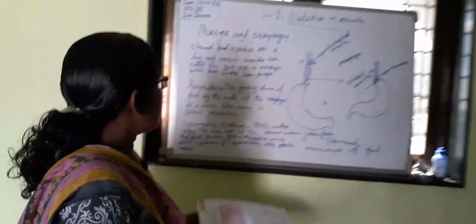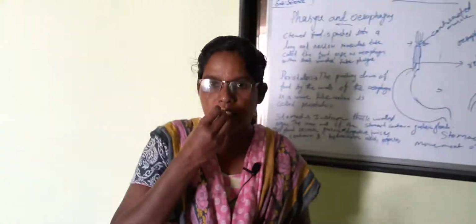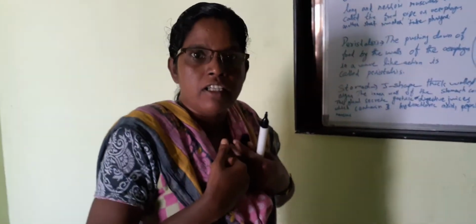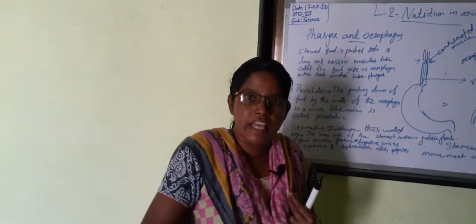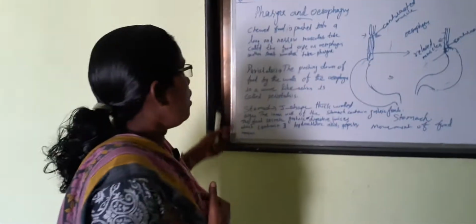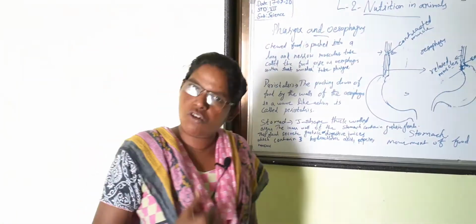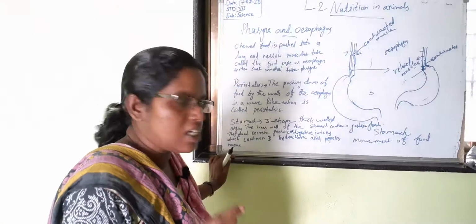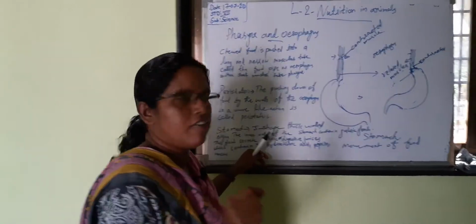So what is the pharynx? Chewed food is pushed. Our food is taken inside the mouth and chewed. After chewing, the food goes to the food pipe, that is, the chewed food is pushed into a long and narrow muscular tube. Our food pipe is a muscular tube. That muscular tube is called the food pipe or esophagus, and another short muscular tube is called the pharynx.